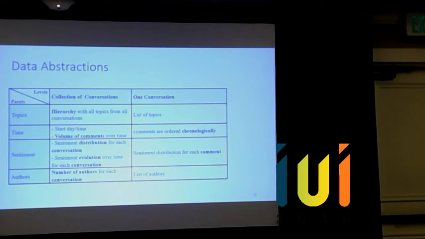For instance, instead of showing the list of topics, we organized the set of topics into a hierarchy and collapsed the children topics. Then for the sentiment distribution, in the case of a set of conversations, we show the distribution for a conversation as opposed to for one comment, because we now need to aggregate the data.